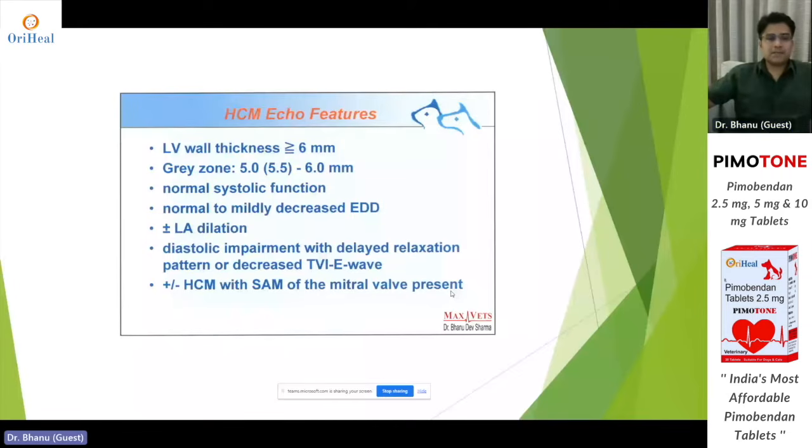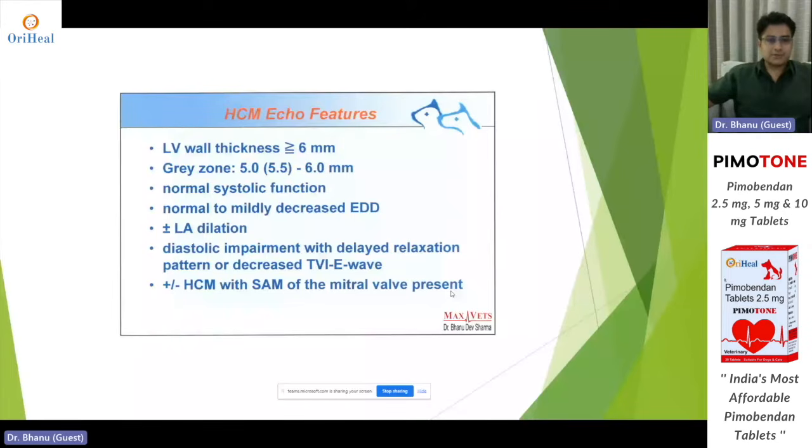cardiomyopathy. In this, the main feature is that the left ventricle wall thickness becomes more than 6 mm. So that is the gold standard to detect HCM in cats. The left ventricular wall thickness will be more than 6 mm. There is a gray zone, between 5 and 6 mm, where you may suspect HCM, and it may or may not be HCM. But if it is more than 6 mm, it is almost confirmatory.